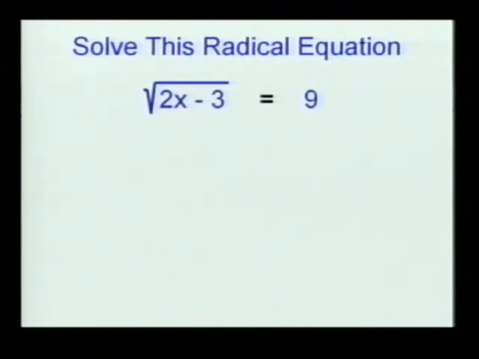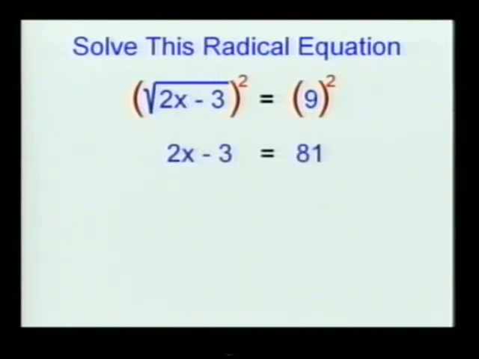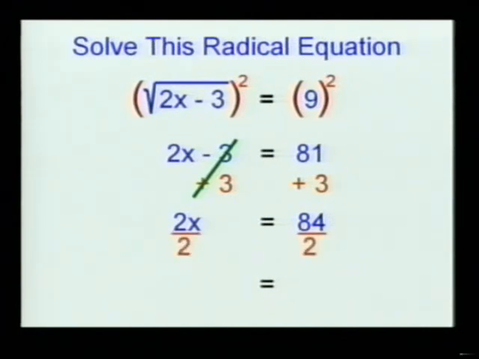In this one, I've isolated the radical. Now I use my secret weapon! I'm going to square both sides, the index of the radical. Clean things up. Then solve normally. Add 3 to both sides. Come on now! Get that X by itself. Divide by 2. And you got yourself an answer.